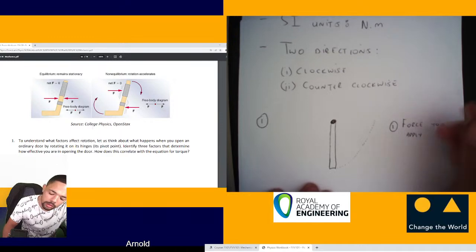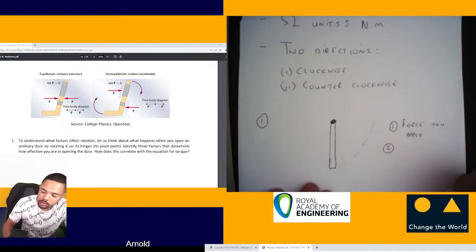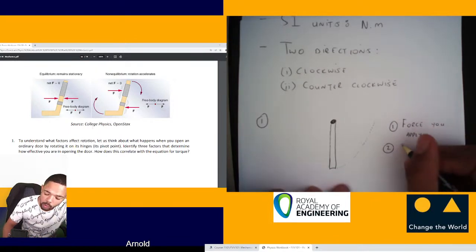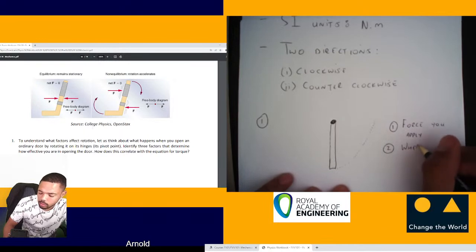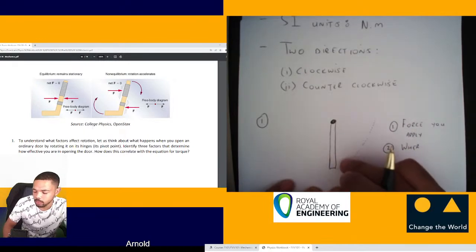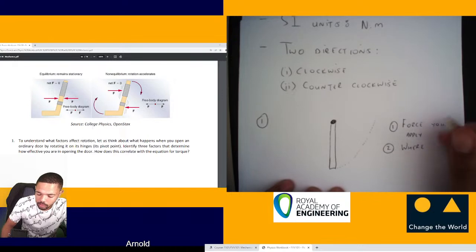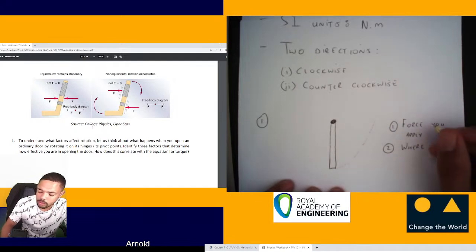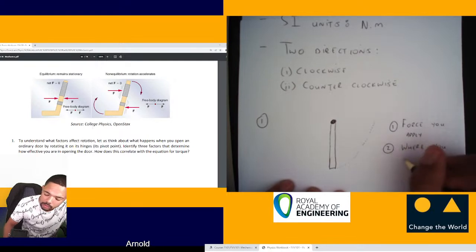Another factor that determines how effective you are in opening the door is where you apply the force. Of course, you must apply force to open this door, and you must know where to apply it, because if you apply it at the hinges, it's not going to move much. It might, but not much. If you push it directly on the hinges, it's not going to move at all. Where you apply the force.